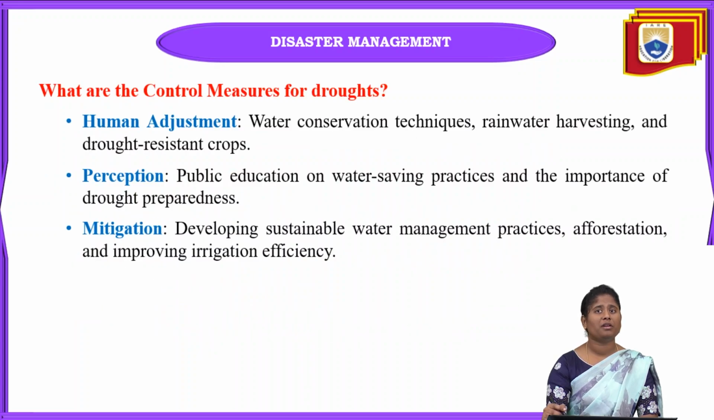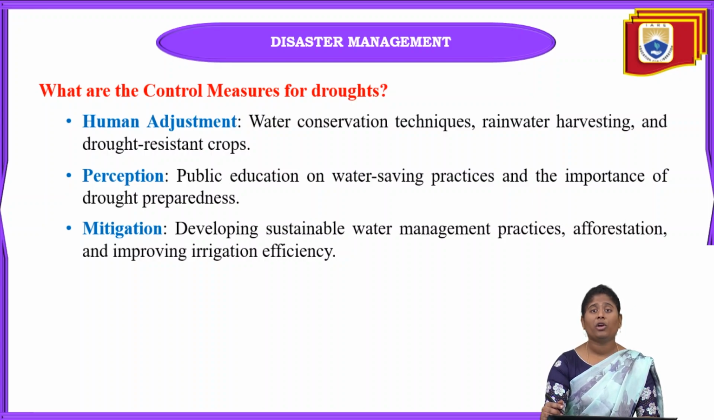And what are the control methods for these droughts, or human adjustments? What we can do is use water conservation techniques. Of course, there is so much development of advanced technology nowadays. Using that, we can conserve the water, rainwater harvesting can be done, and we can grow drought resistant crops. Some crops don't need so much water, but some crops do. If there is less rainfall in that season, we can go for these drought resistant crops.